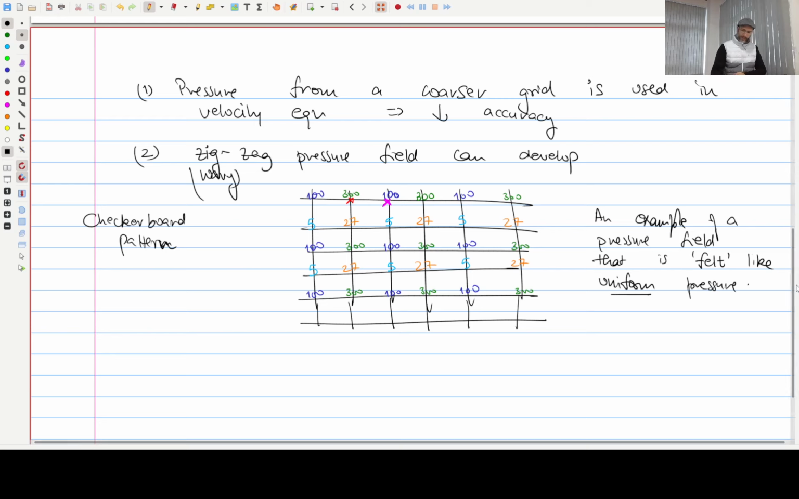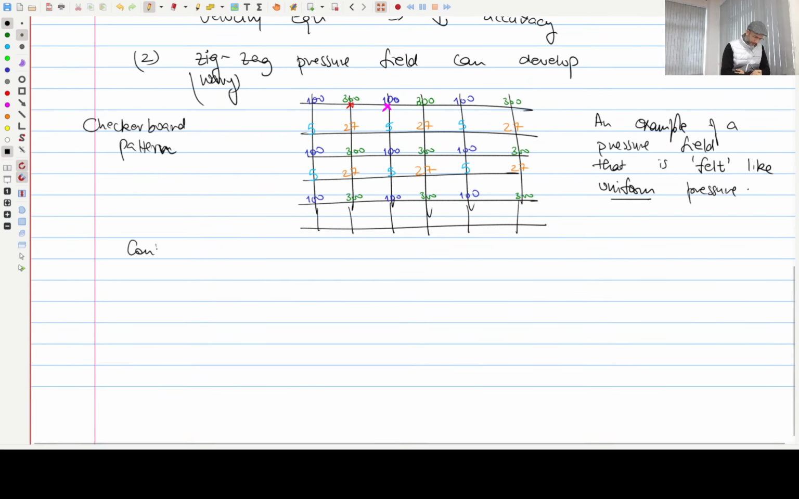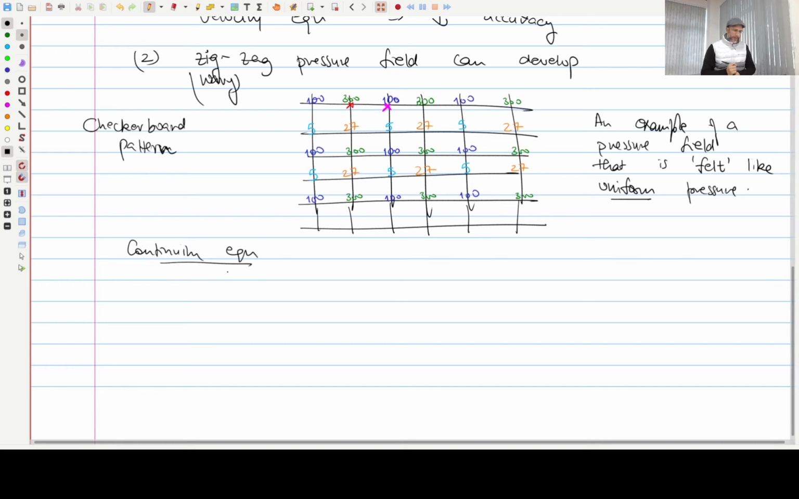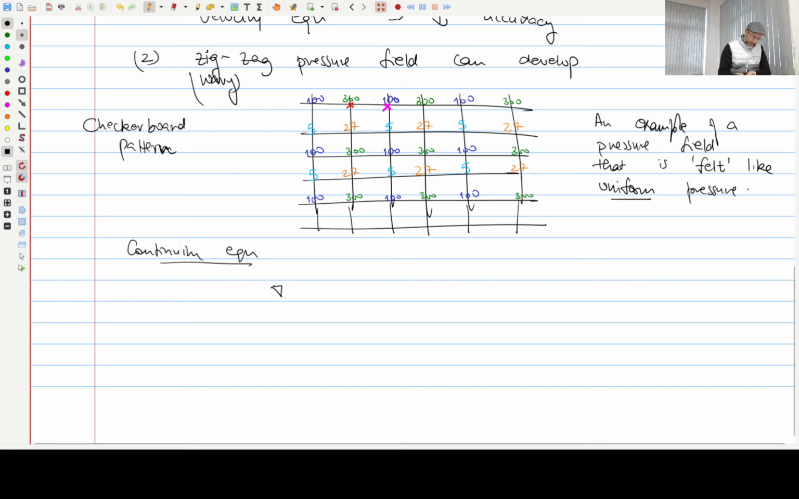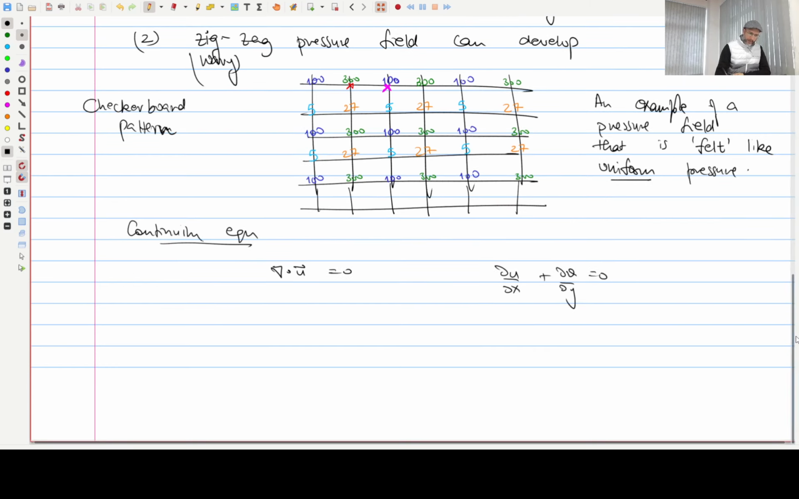So this was for pressure. Let's look at velocity now. Let's look at the continuity equation. The continuity equation is divergence of velocity equal to 0, or in two dimensions del u by del x plus del v by del y equal to 0. Although we don't solve the continuity equation as such, we solve it indirectly by converting it to a pressure equation. But let's say that we were solving it, because ultimately we are indirectly solving it anyway for velocity.